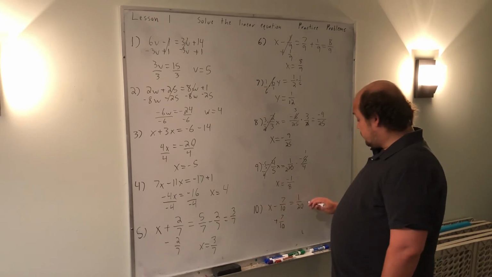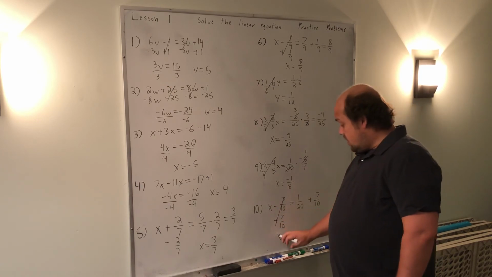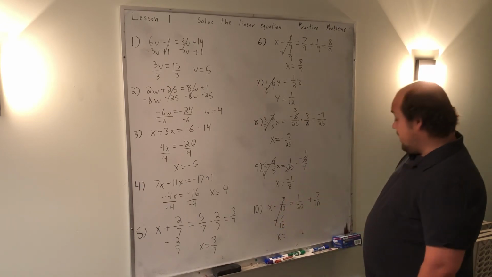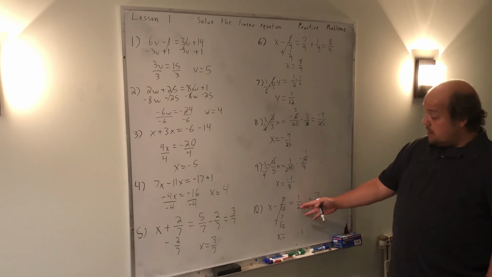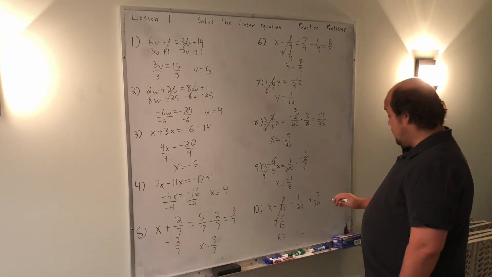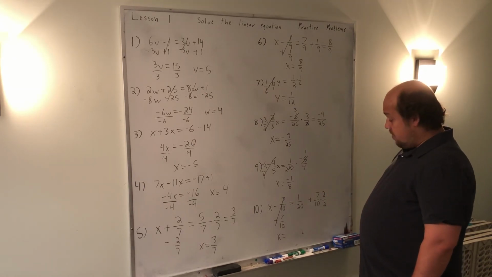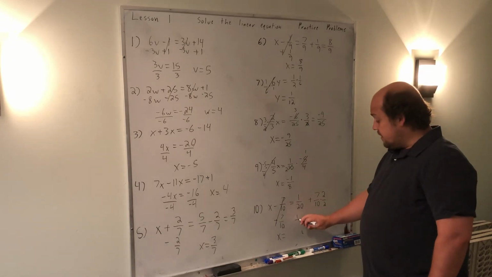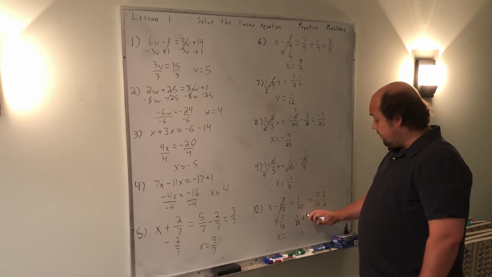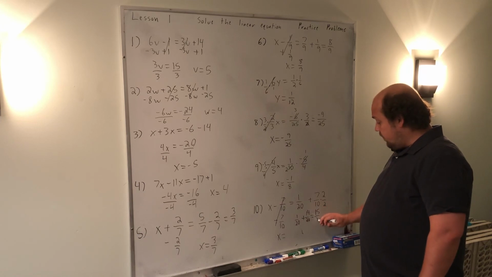When I go to combine the right-hand side, I realize this is not the common denominator, so I need to think what's the common denominator between 10 and 20. The common denominator would be 20. If I multiply the second fraction by 2 over 2, that'll get me there. This becomes 1 over 20 plus 14 over 20, which gives me a total of 15 over 20.